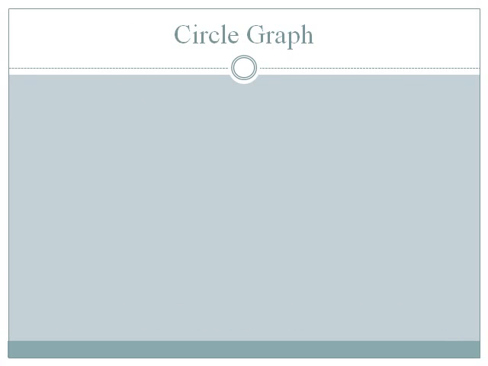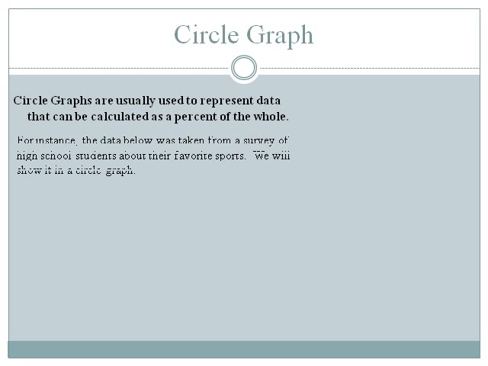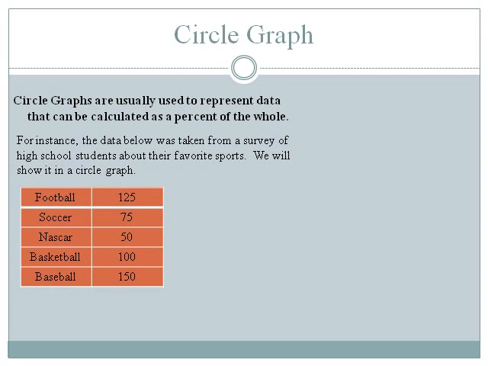The next type of graph we're going to look at is a circle graph. Circle graphs are usually used to represent data that can be calculated as a percent of the whole. These graphs are also sometimes referred to as a pie chart. In this example, we're going to look at data taken from a survey of high school students about their favorite types of sports. We're going to show it on a circle graph.